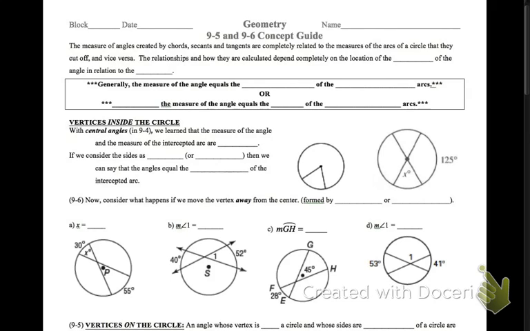This is our lesson on sections 9.5 and 9.6, the angles of circles. This is going to follow a different order than our textbook and have a good reason for that.